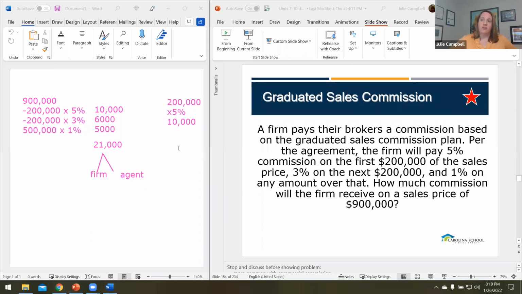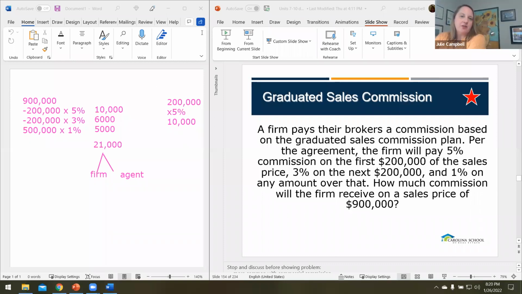So 9% of 900,000 would be $81,000. You're not paid off of the sales price alone, you're paid off of the sales price in tiers. It's the sales price in levels. Danielle: You just answered my question. I was going to say, does graduated basically mean levels? Yeah.